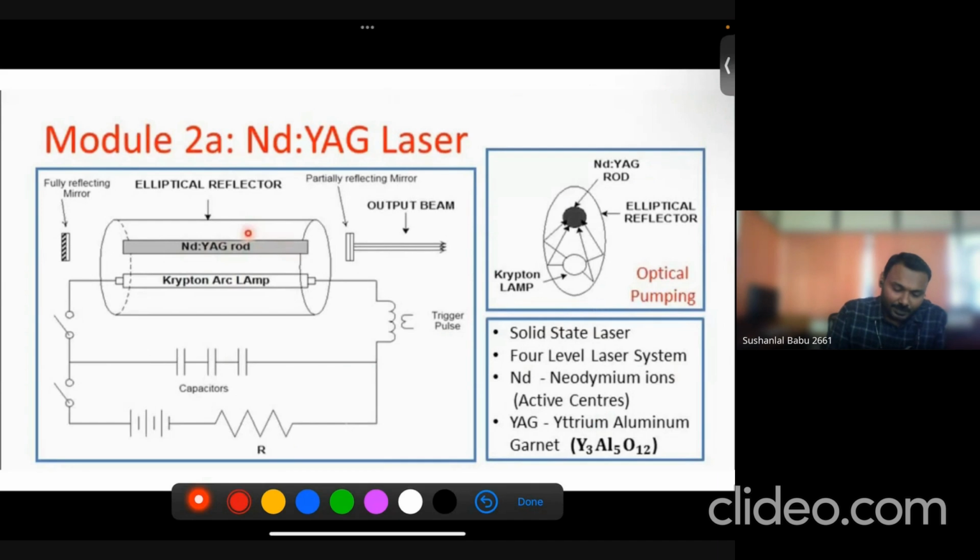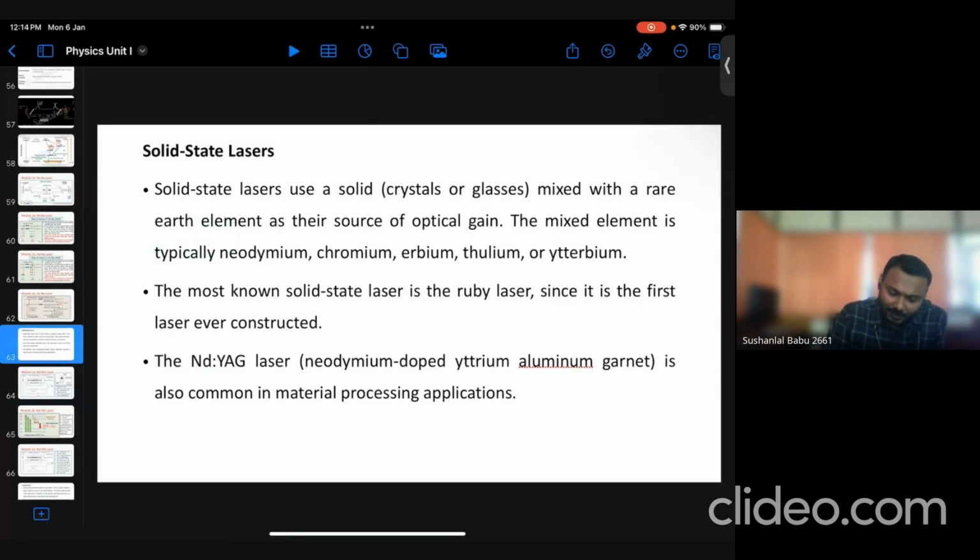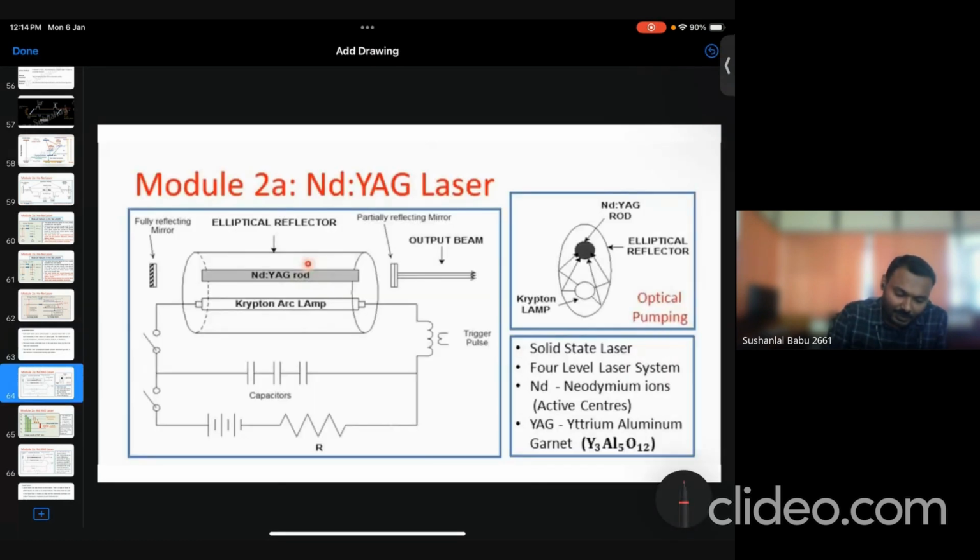Next we are going to explain neodymium yttrium aluminum garnet. That name, you have to learn by heart. Here you can see a rod made up of this particular combination, and there is a krypton arc lamp which will act as the power source. Now this is the side view of this setup, and you can see an ellipse.